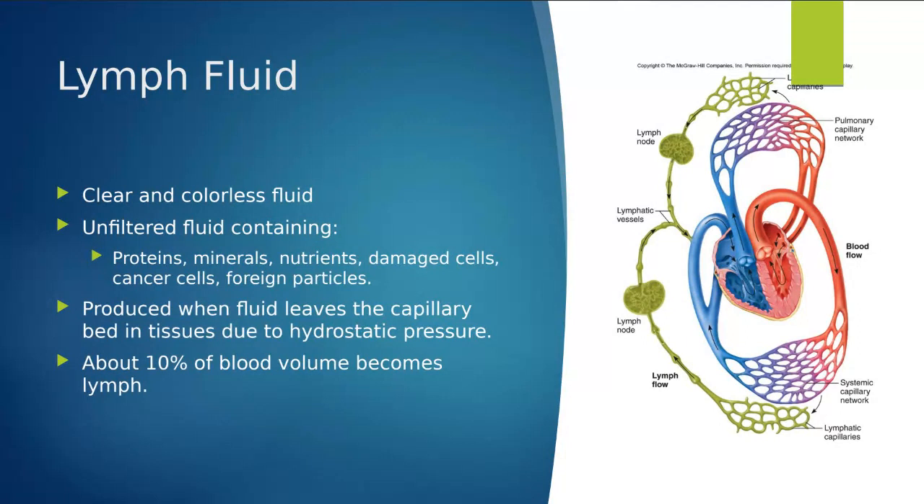So lymph fluid is going to be produced when the fluid leaves the capillary beds in the tissue, right? So in that human tissue, we have this excess fluid, and then it enters into the lymphatic system and becomes lymph fluid. About 10% of our blood volume will actually become lymph fluid because our body is going to say, hey, I want some of this blood to be filtered through the lymphatic system as well, right?